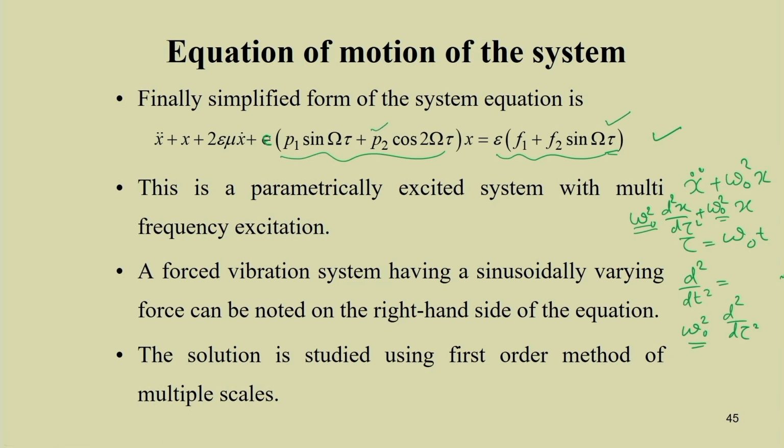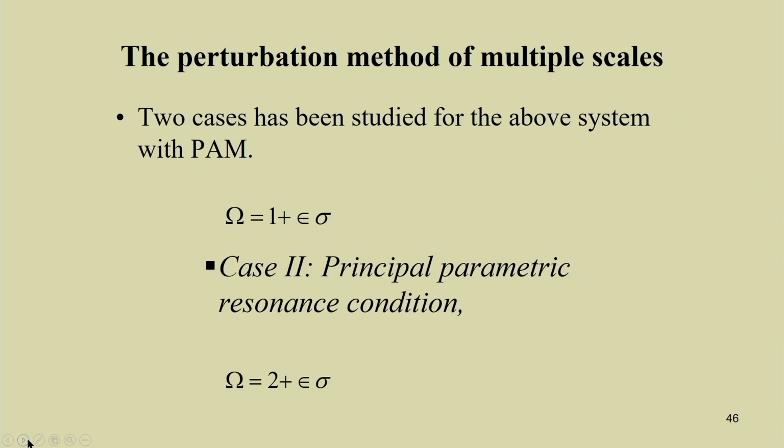So, the system is subjected to both parametric and direct excitation, and you just see the frequency also. Here the term is sin omega t, here it is cos 2 omega t. So, we have multi frequency excitation. The excitation frequencies are omega and 2 omega, so we have two frequency excitation in this case. A forced vibration system having a sinusoidally varying force can be noted in the right hand side also. So, let us use this first order method of multiple scales to study this equation.